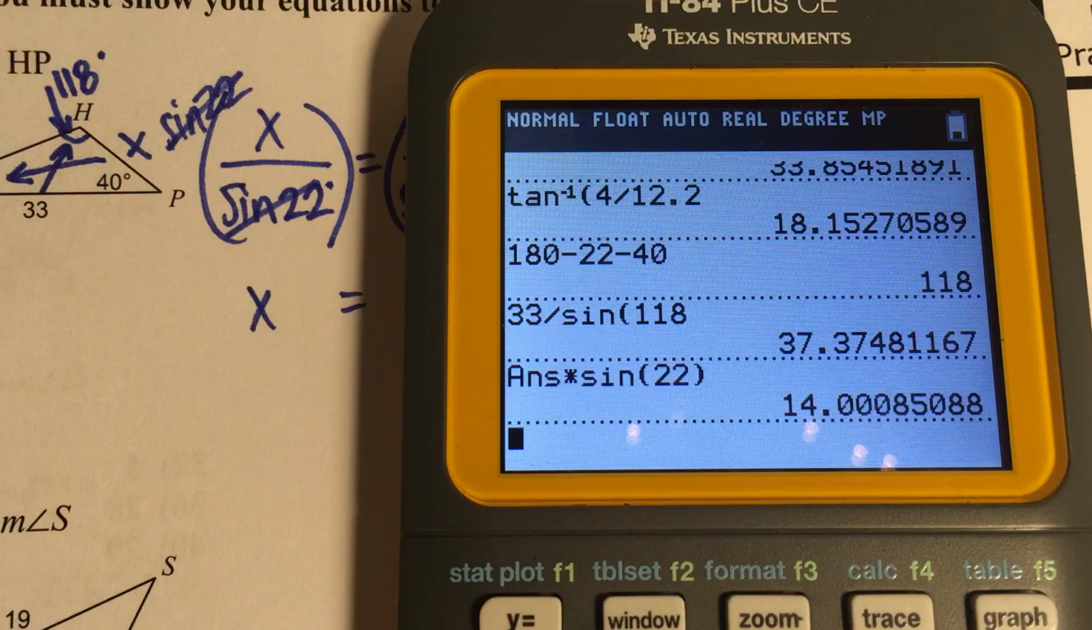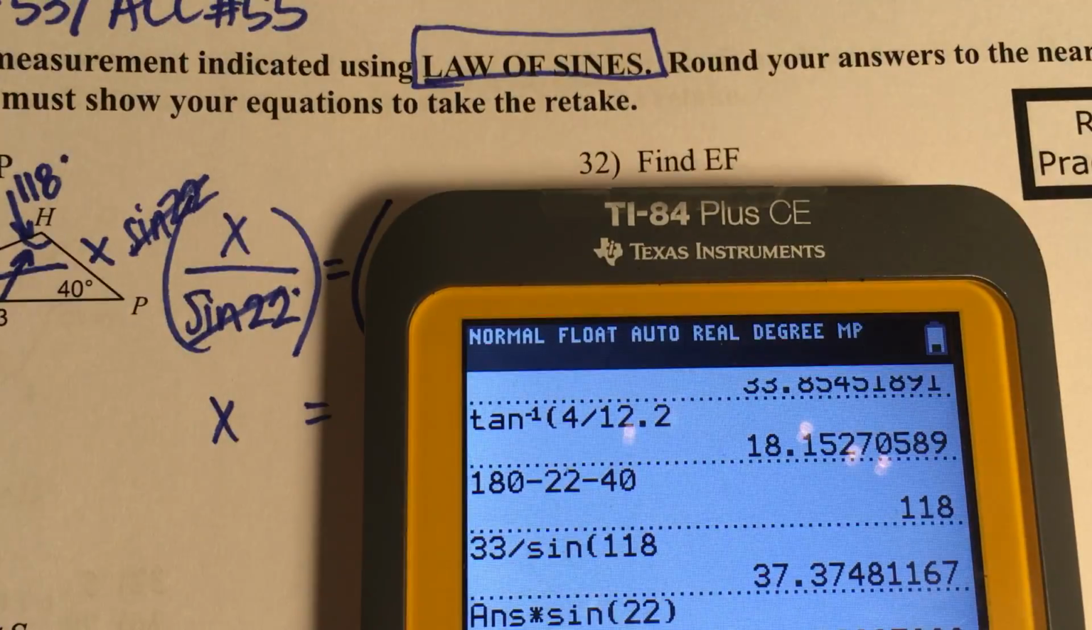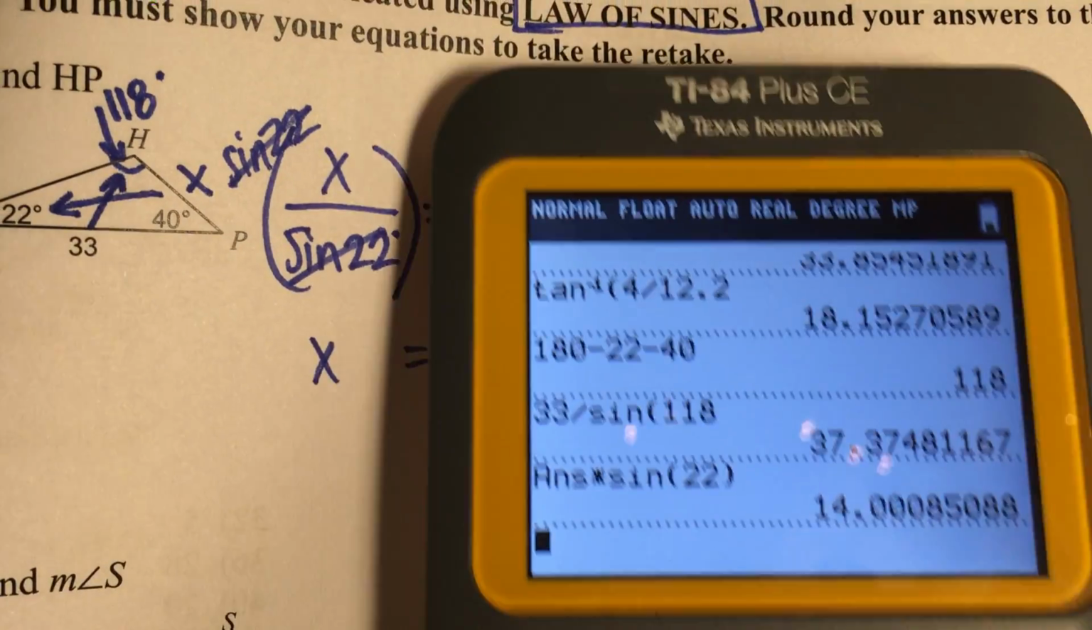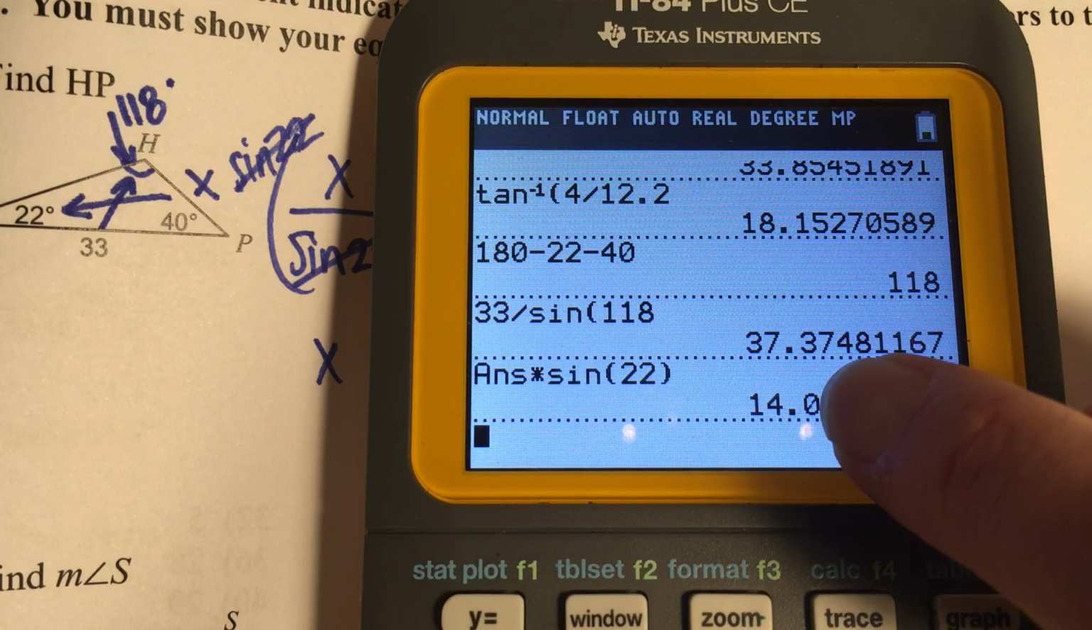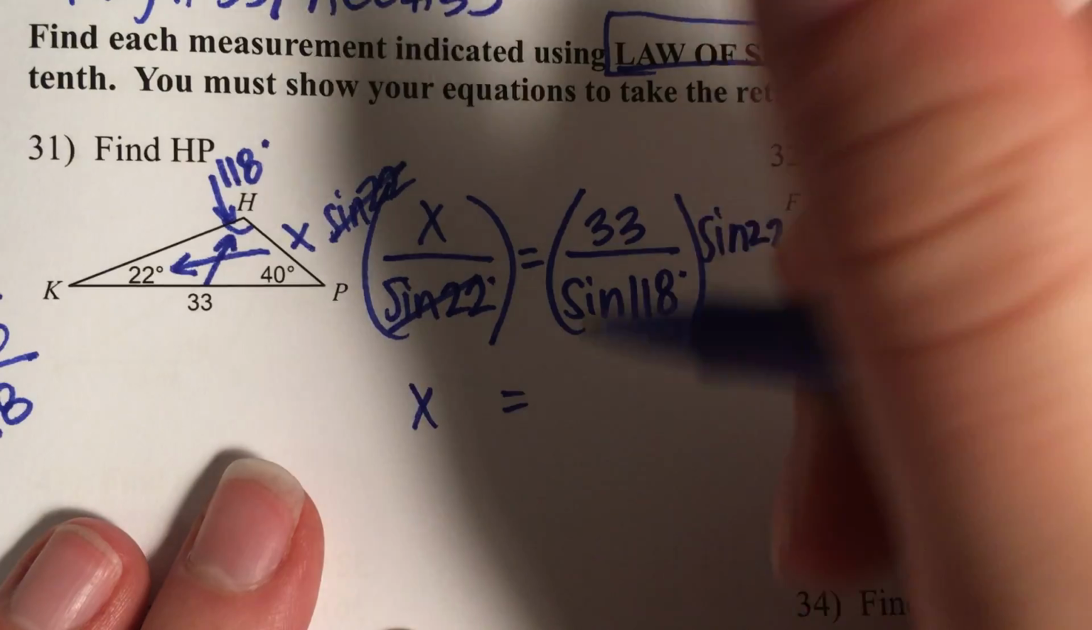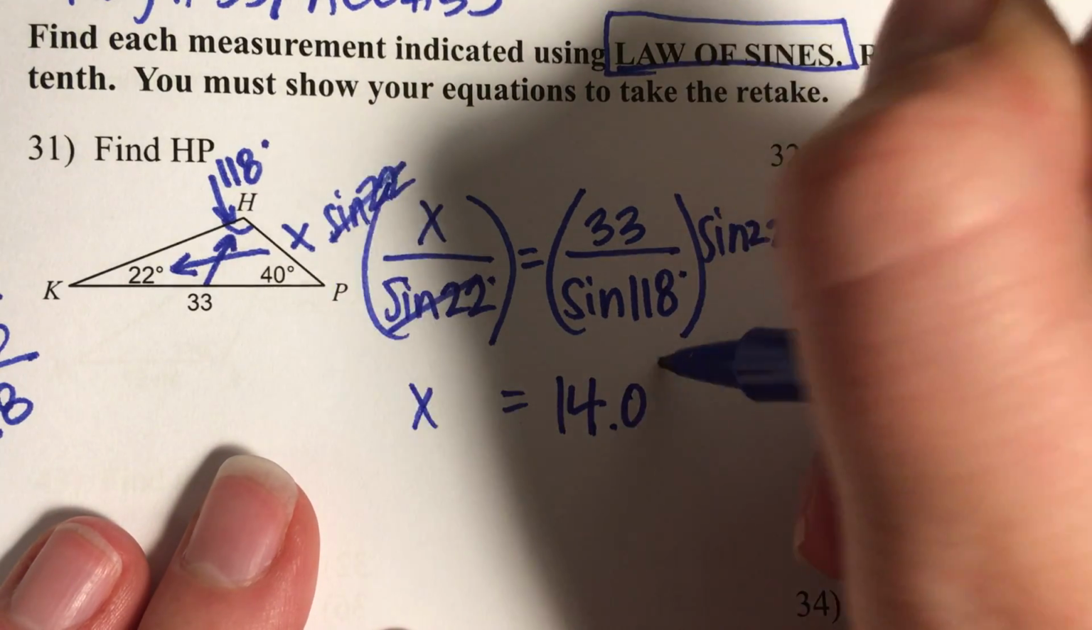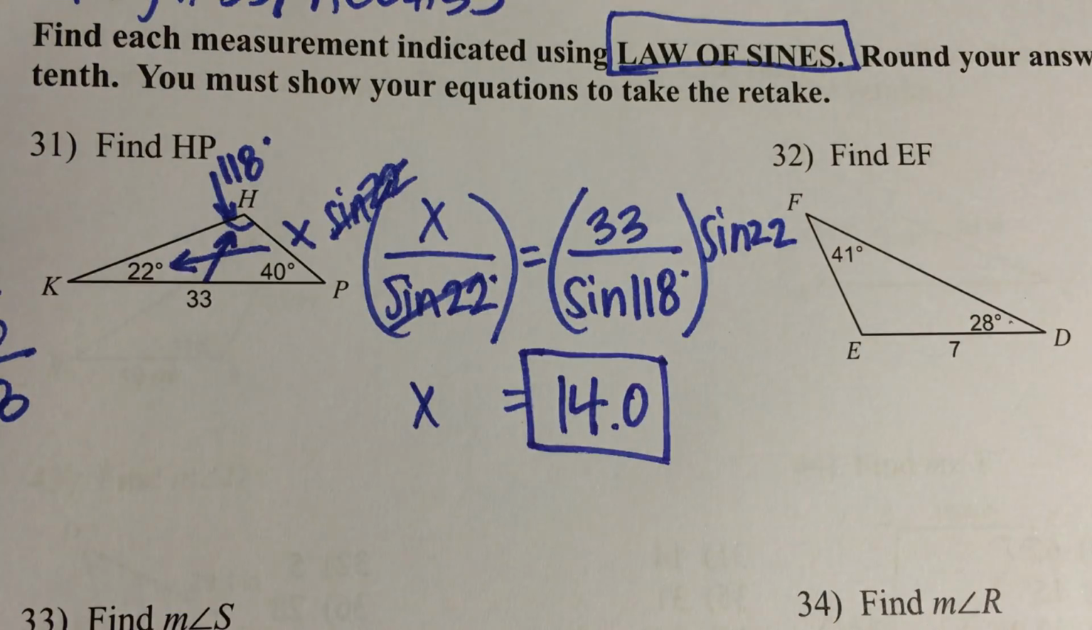And press enter. They wanted the nearest tenth, which is 1 decimal, so looking here, look at the 0. The 0 doesn't change, so 14 would be 14.0. 14 is my answer.